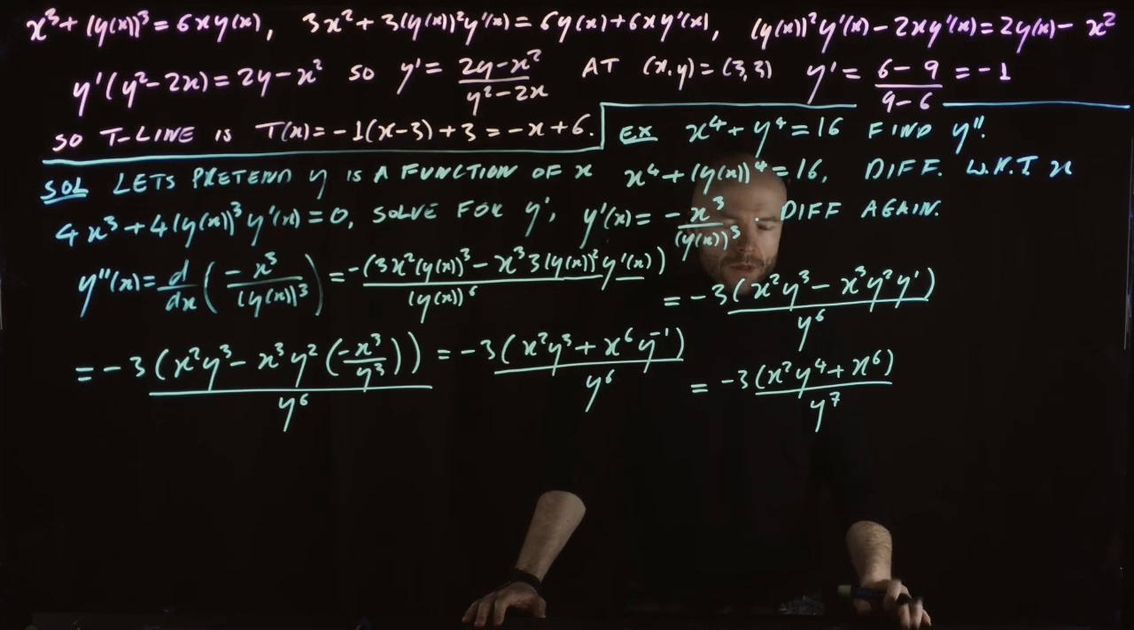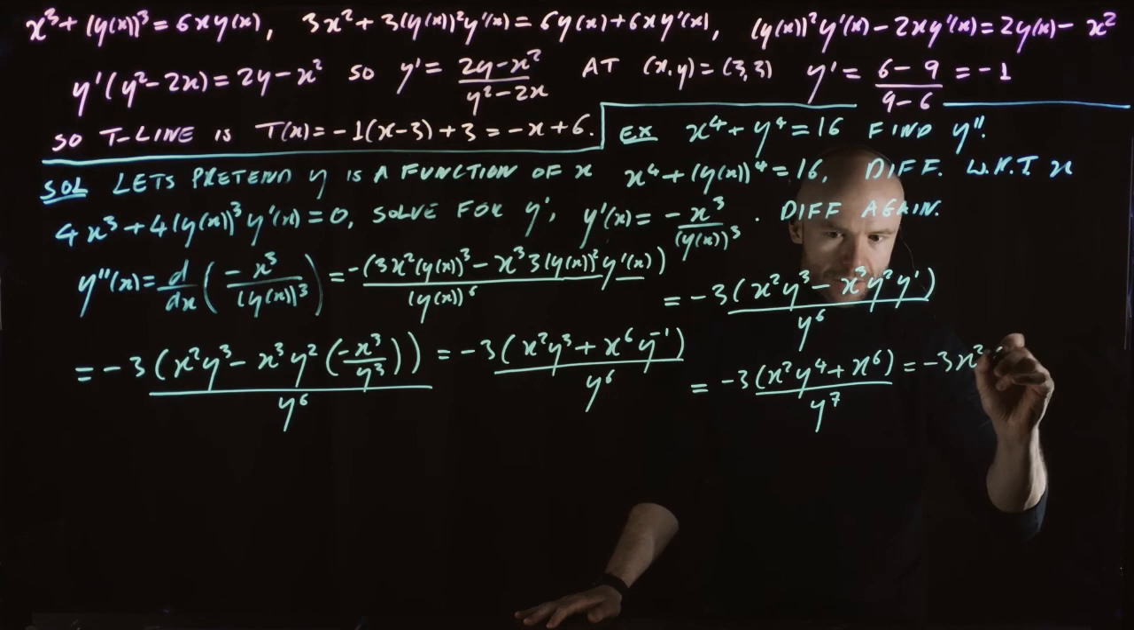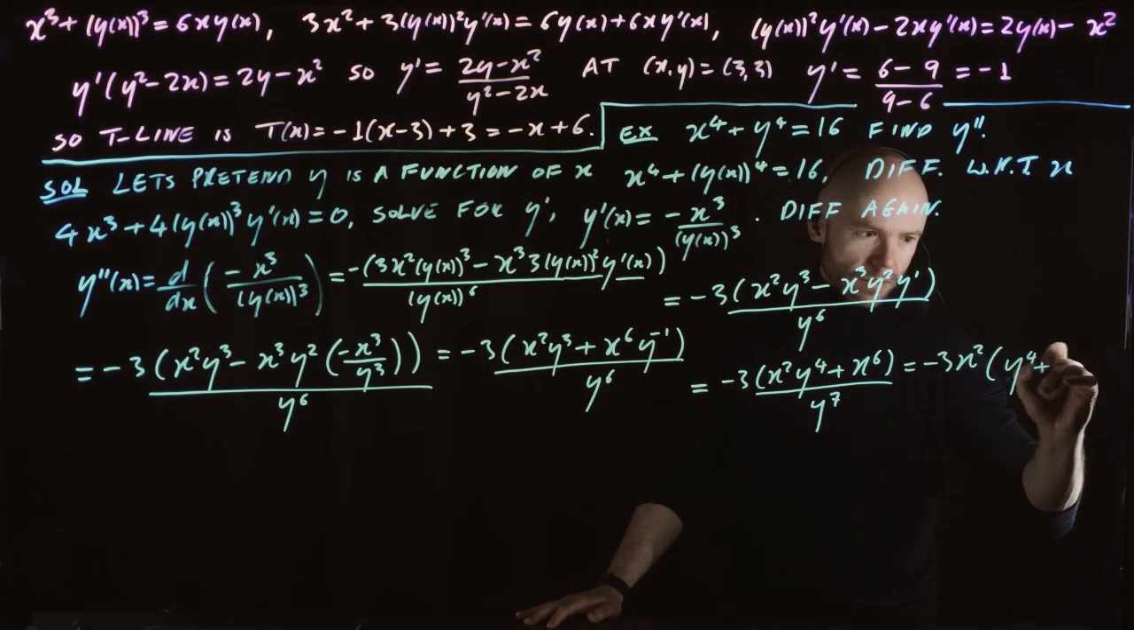And then let's factor out an x squared, so minus 3 x squared, and we're going to have y to the 4 plus x to the 4 over y to the 7.